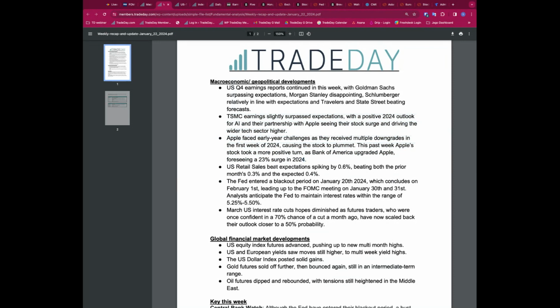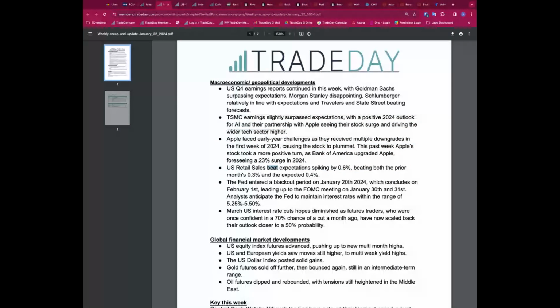So US retail sales also beat expectations earlier in the week, last week, but that was actually seen as a negative. We've been speaking about this: good data equals negative outcome for stock indices, because it indicates a fading hope of a rate cut, and we've been talking about that at March. The Fed's entered this blackout period, just mentioned that anyway in here.